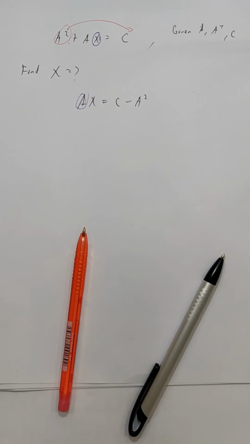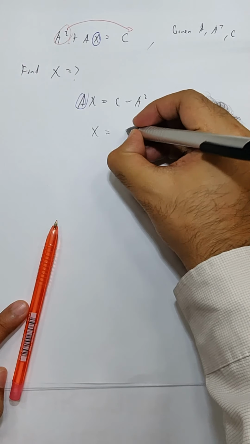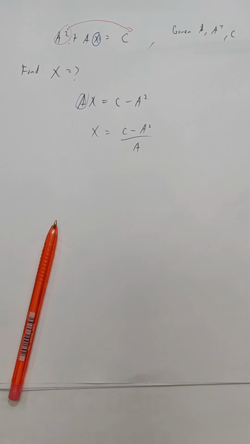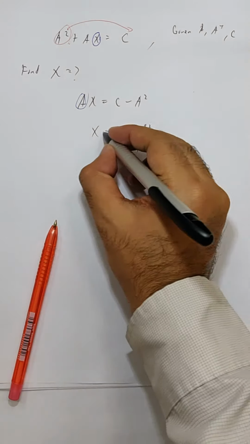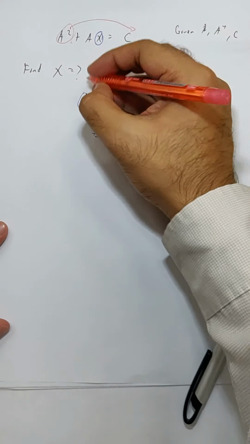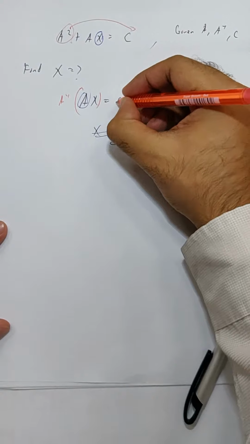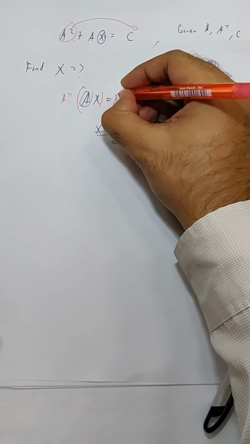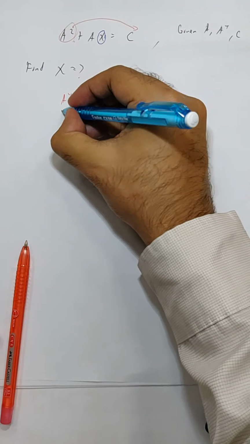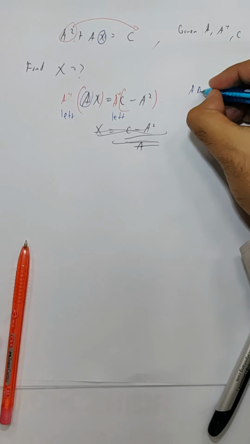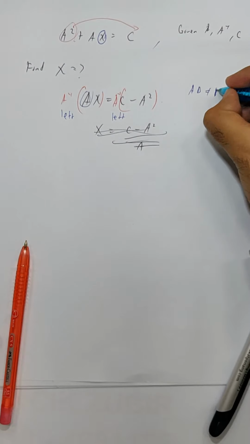Are you trying to say that we divide it so we got ourselves X equals C minus A squared over A? This is matrices, it doesn't work that way. Times A inverse. You're right. So we multiply A inverse. Left or right? This one, if you put on the right there, you surely got it wrong. Arrangement matters, guys. Remember that AB is not equals to BA.